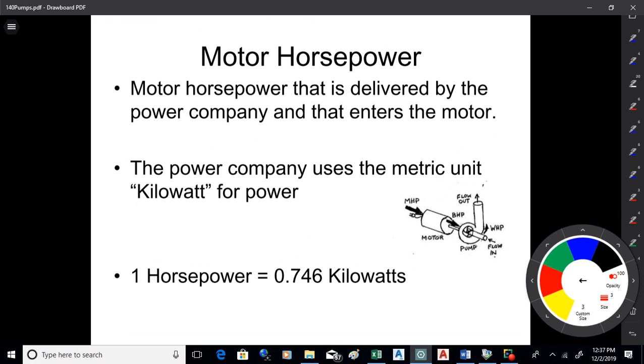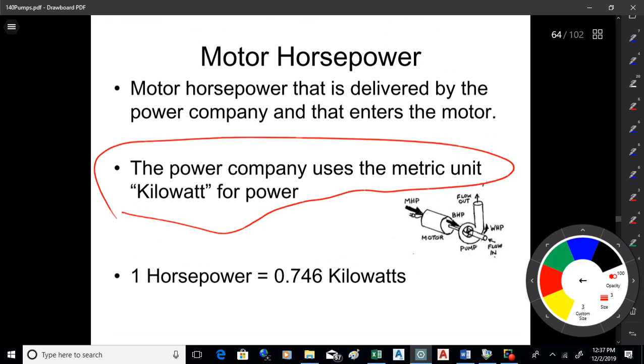Water horsepower, which we just calculated. Brake horsepower comes out of the motor and goes to the pump, and then motor horsepower comes into the motor. Even though the power company, how do they sell their power? What unit do they use? Kilowatts. Yeah, that's another power unit. They actually sell kilowatt hours, but we'll get to that in a minute. So a horsepower is 0.746 kilowatts. Just two different units for the same thing.